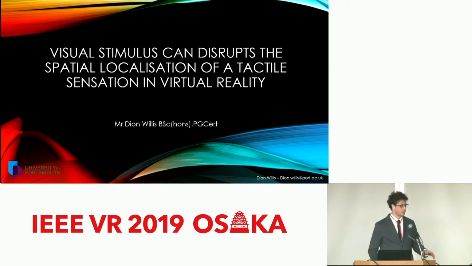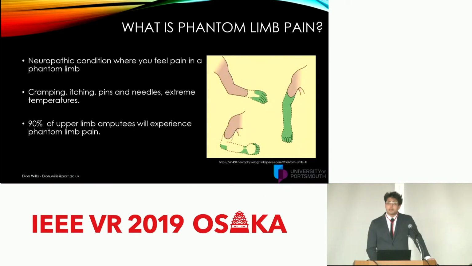So phantom limb pain is a neuropathic condition, and it's when someone has an amputation and they can still feel the limb. However, that limb can feel very, very painful. It can feel cramped, they can feel extreme temperatures, it can feel itchy. It's quite an awful experience, okay? 90% of upper limb amputees will generally get phantom limb pain, so it's quite a prevalent condition.